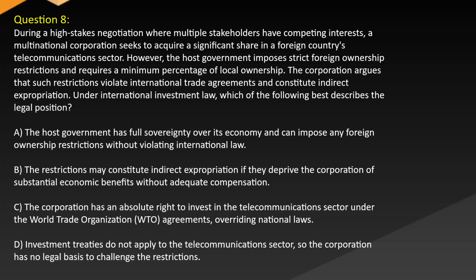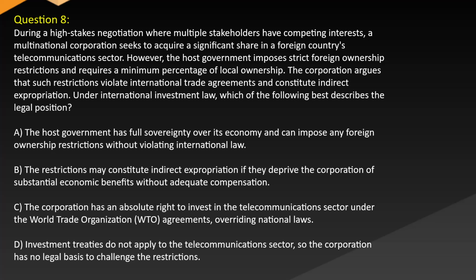Question 8. During a high-stakes negotiation where multiple stakeholders have competing interests, a multinational corporation seeks to acquire a significant share in a foreign country's telecommunications sector. However, the host government imposes strict foreign ownership restrictions and requires a minimum percentage of local ownership. The corporation argues that such restrictions violate international trade agreements and constitute indirect expropriation. Under international investment law, which of the following best describes the legal position?